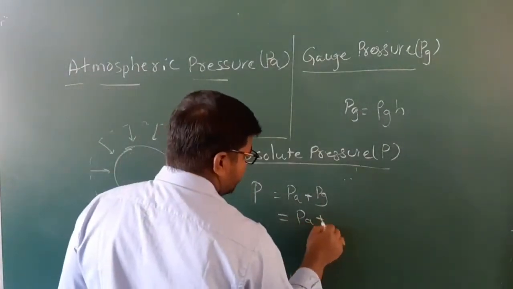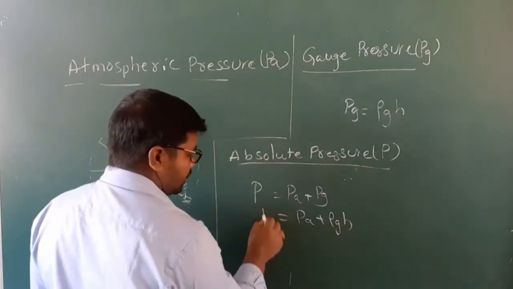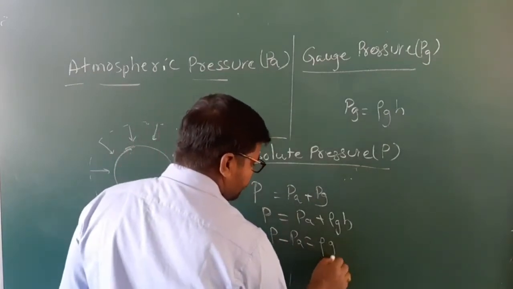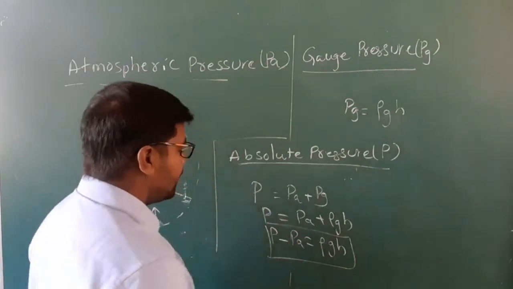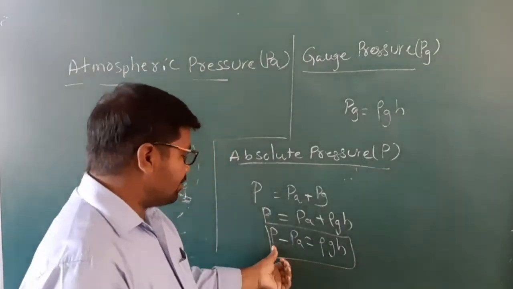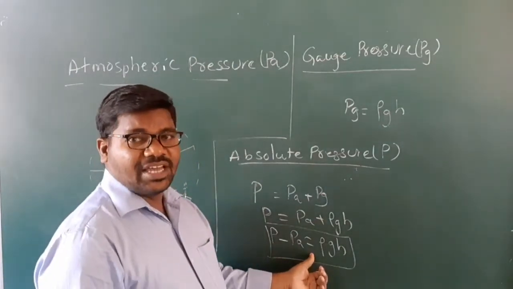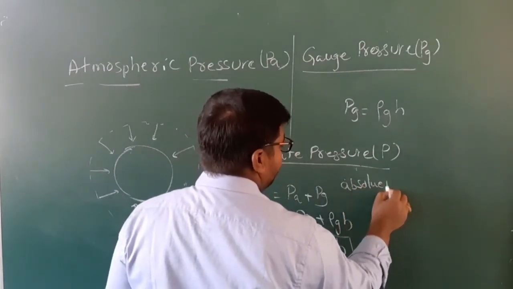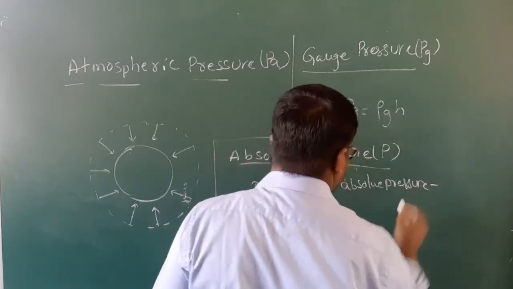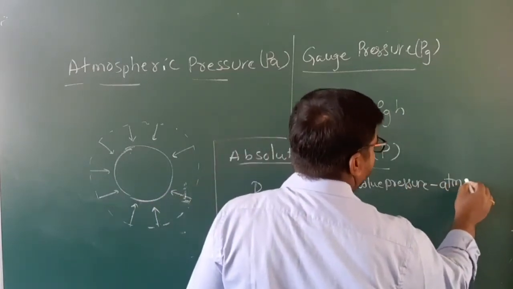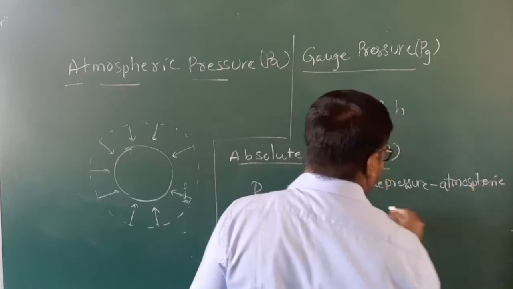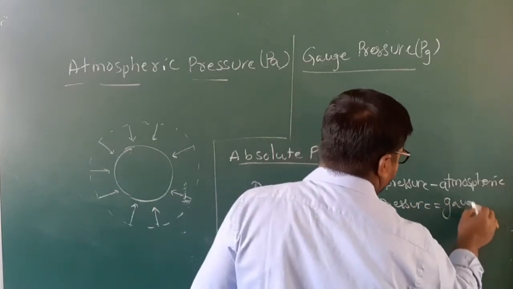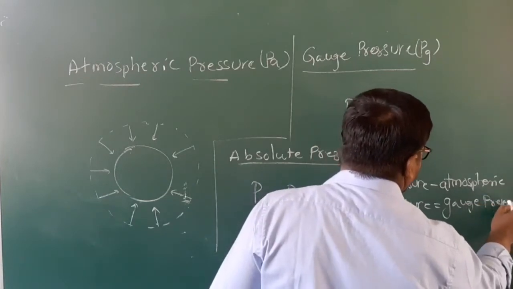P equals PA plus rho g h. Understand? So then P minus PA is equal to rho g h. P minus PA is equal to rho g h means absolute pressure minus atmospheric pressure is equal to gauge pressure. So we might say: absolute pressure minus atmospheric pressure is equal to gauge pressure. Understand what I said?